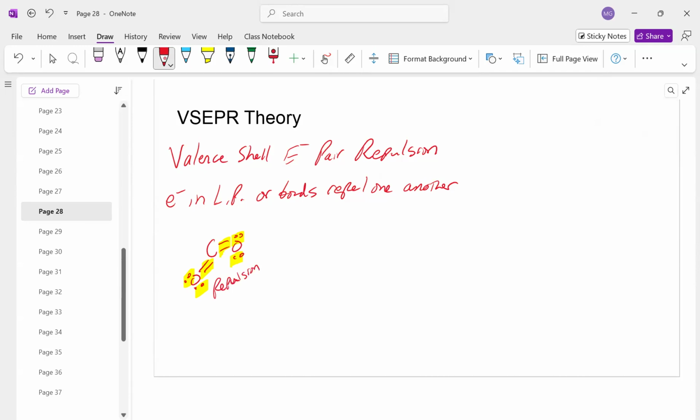So the way carbon dioxide will spread everything out as far as possible is to put an oxygen on one side and an oxygen completely 180 degrees away from it. This is as far as possible. And in fact, we give that shape a name. We call it the linear shape. I'll go a little bit deeper into this in a little bit.